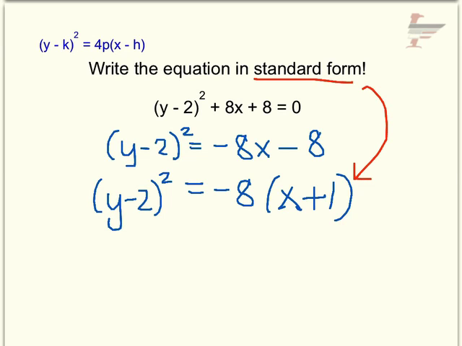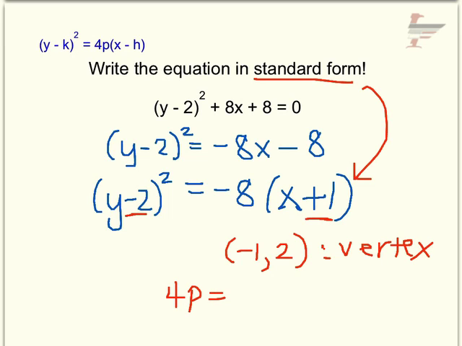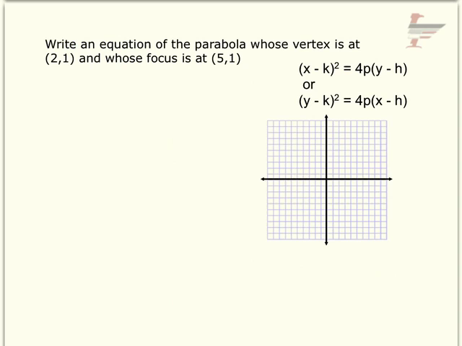But if I wanted to figure out what p was, well, first my vertex is (h, k). So h is negative 1, that's by the x. k is positive 2, and that is my vertex. And p, I know 4p has to be equivalent to negative 8, so p is clearly negative 2. And I'll elaborate on that next.